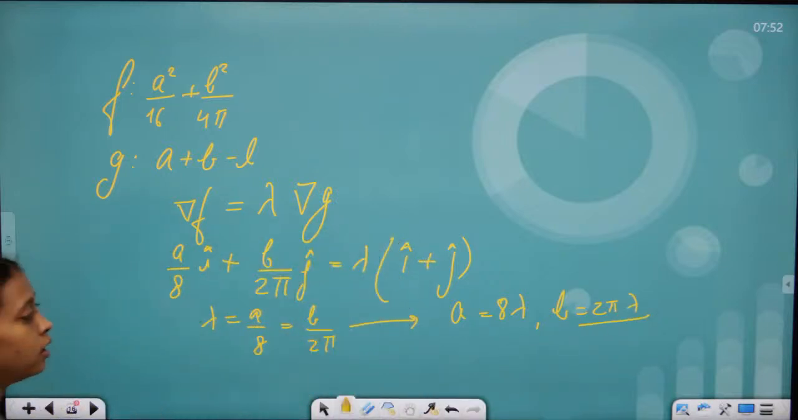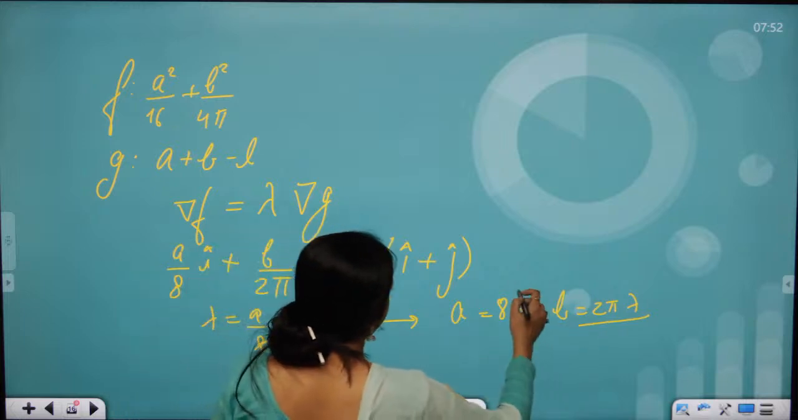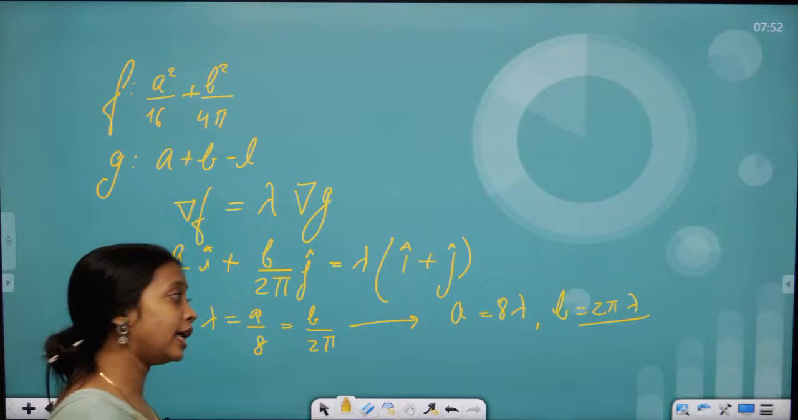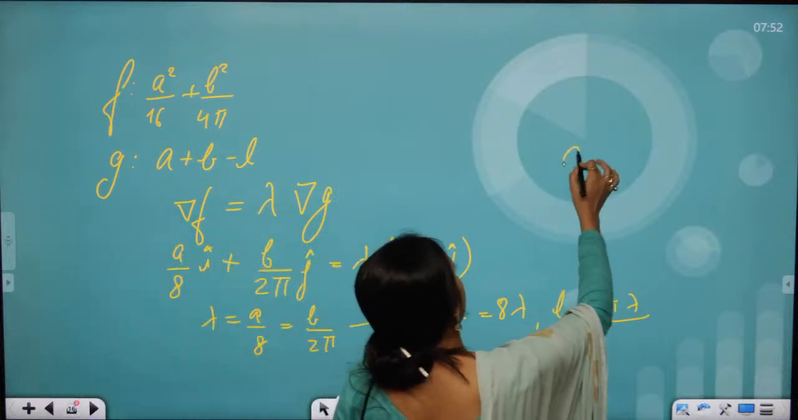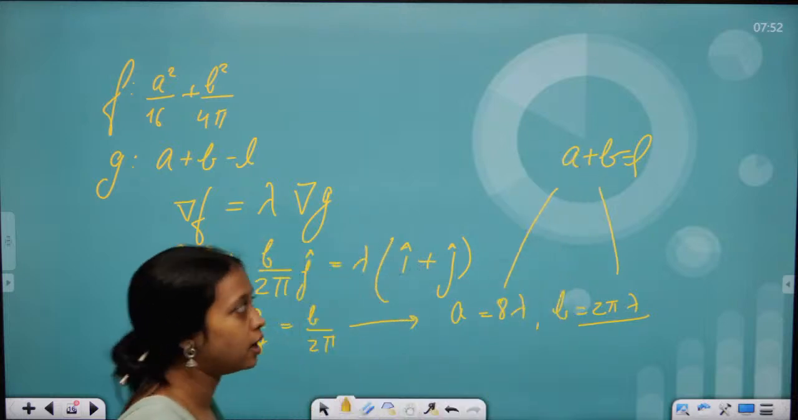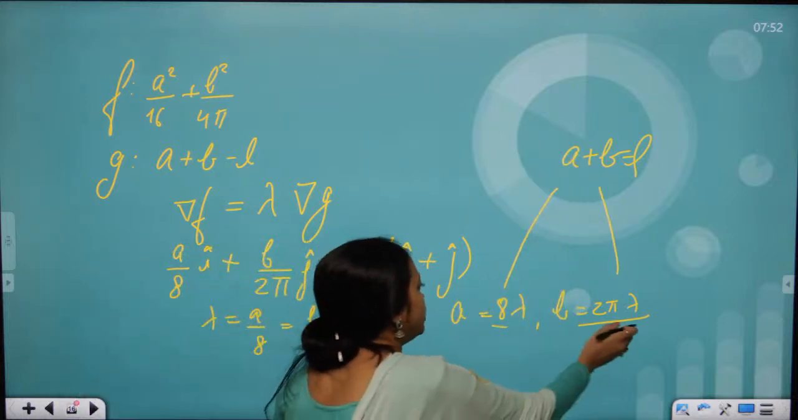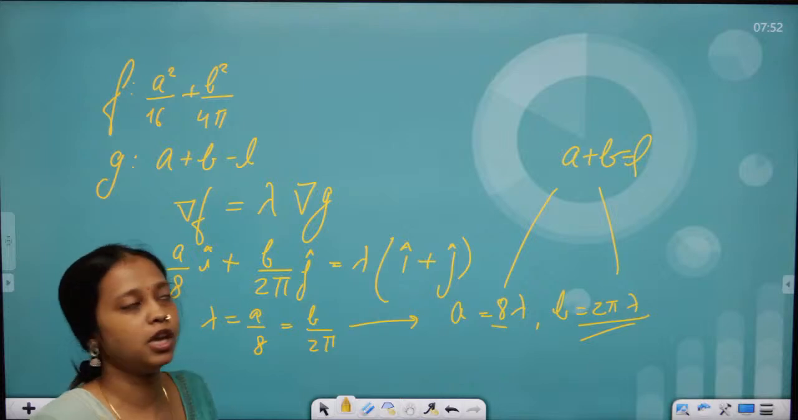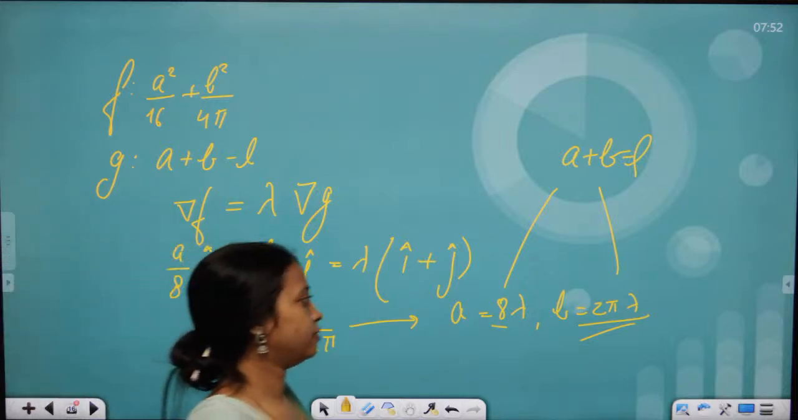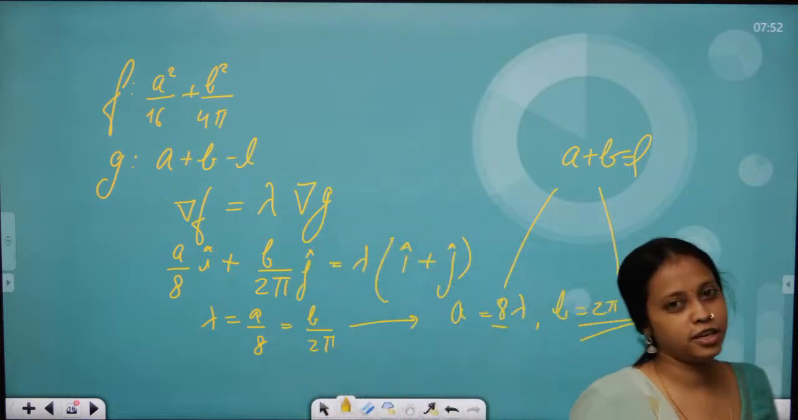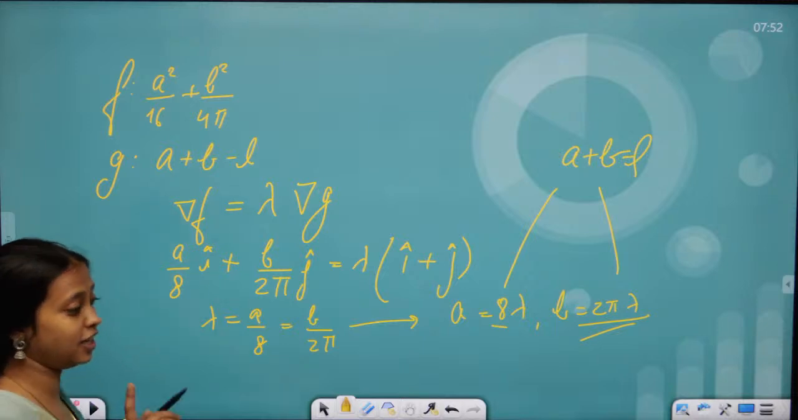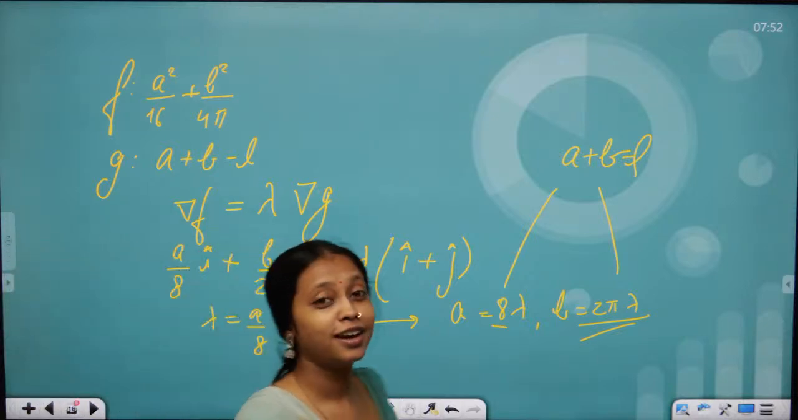Then you find the value of lambda by substituting this in the constraint. What is the constraint? A plus b is equal to L. Substitute the value over here, you will get the value of lambda. Again back substitute over here, you will get the value of a and b. For those value of a and b, you will get the least value of your function f. Right. So, it is not very difficult if you know the method. Just the initiation and the job is done.